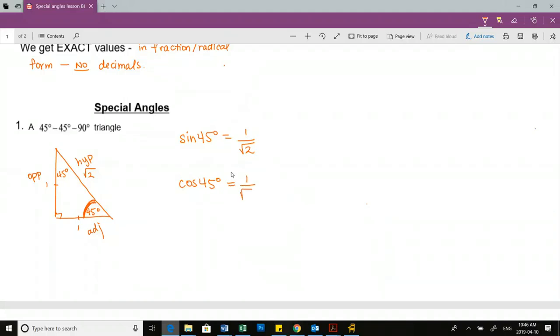One over root 2, very good. And last one, tan of 45. Tan is opposite over adjacent, so what is opposite over adjacent in this triangle? 1 over 1, which equals 1.